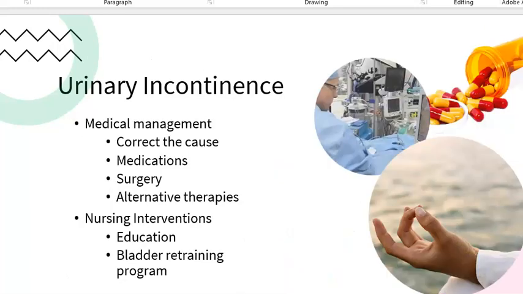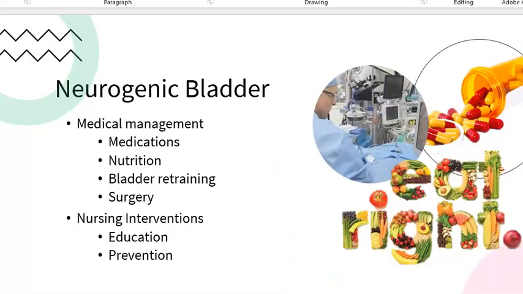Education would focus on things like nutrition. You want to make sure they're drinking enough water, and make sure they stay away from foods that might cause renal calculi. The patient might also go to surgery.